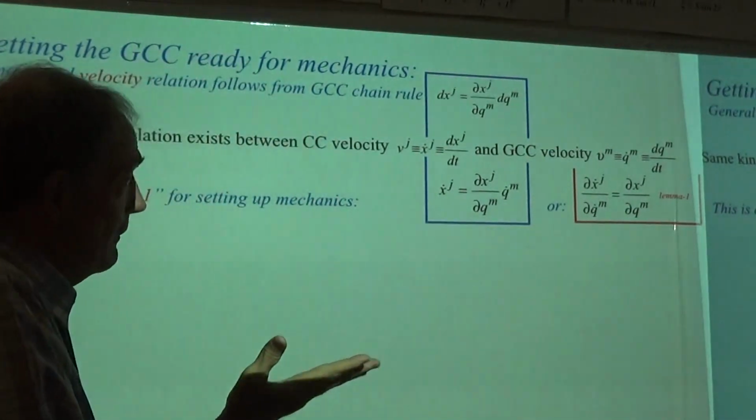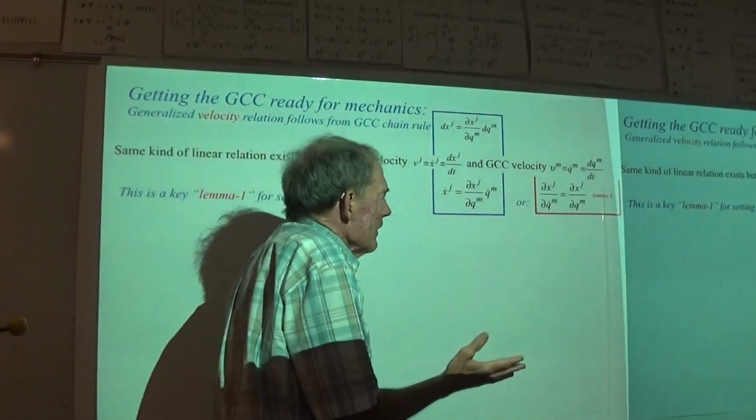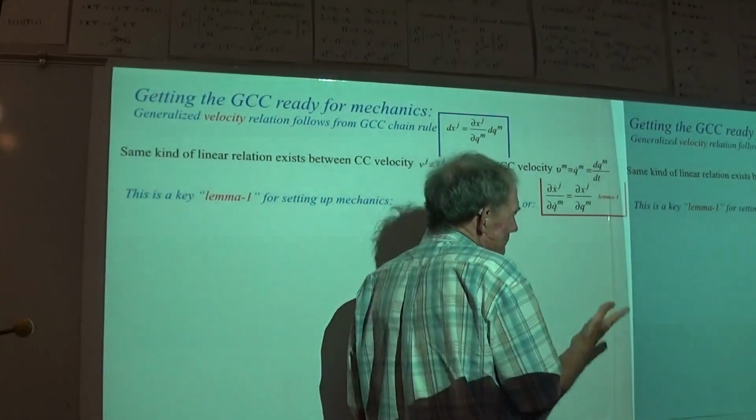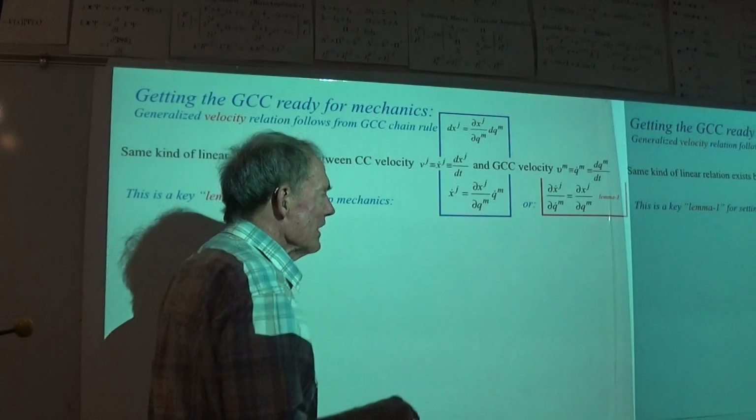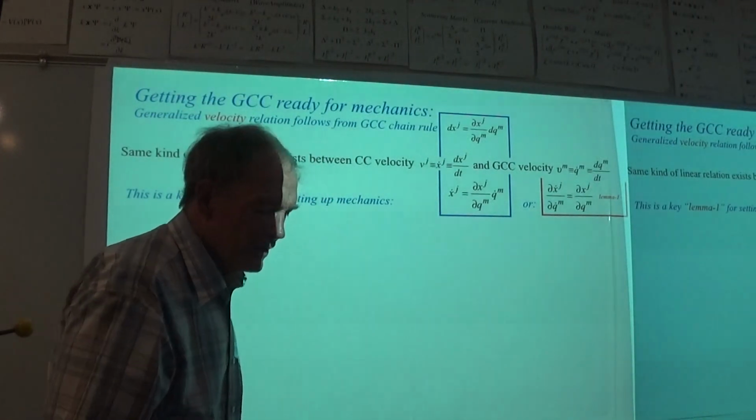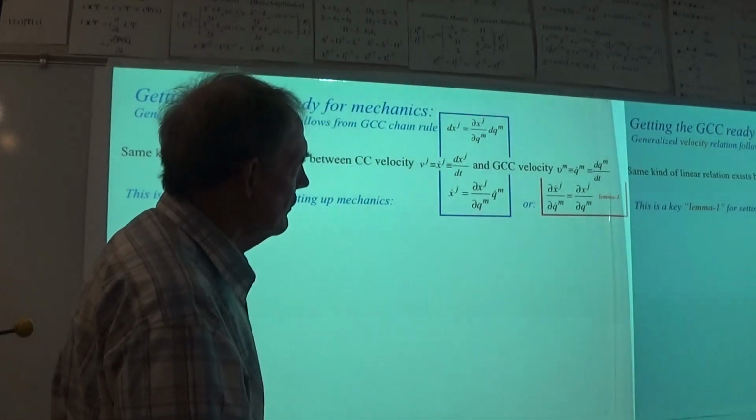So that's our lemma 1. I mean, it's pretty obvious a lemma. But I decided to make a big fuss about it because there's another one that's not so obvious. It goes with it. And if you don't have these, you don't go to Lagrange land very easily.